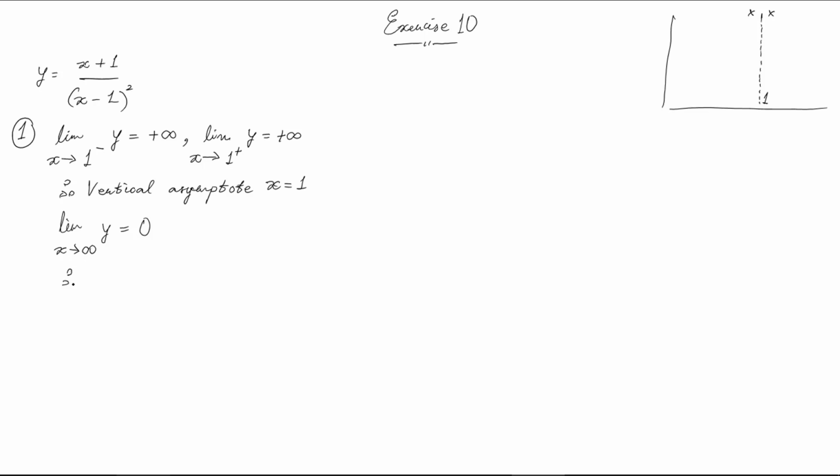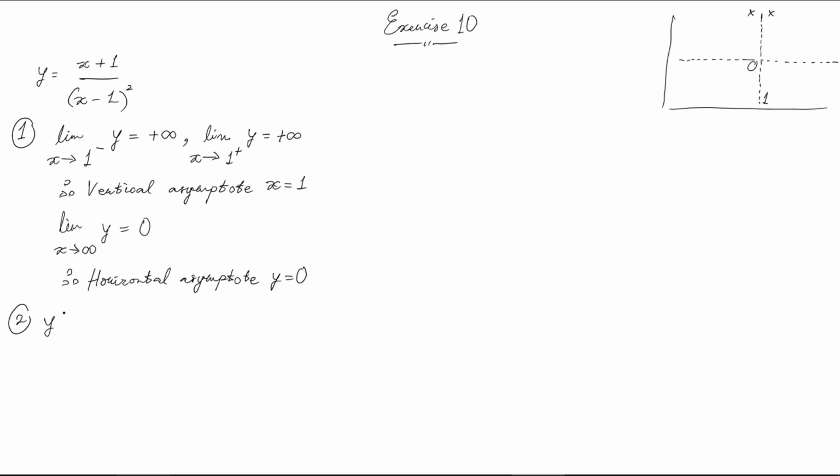So this one is the conclusion for our horizontal asymptote, which is y equals 0. Now we have additional information here, which is y equals 0. So let's put it maybe here. Okay, so moving along, we have number 2.